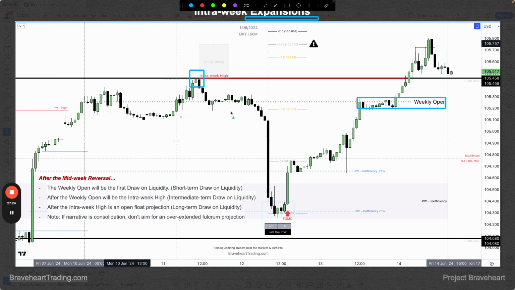And then, after the intra-week high gets hunted, the next draw on liquidity is a long-term draw on liquidity. And this is when you want to have price open float above the intra-week high. So if we look at a weekly candlestick, if we have a large range week, we have the open, low, high, close. When price goes back above the opening price here, all of this body is open float.